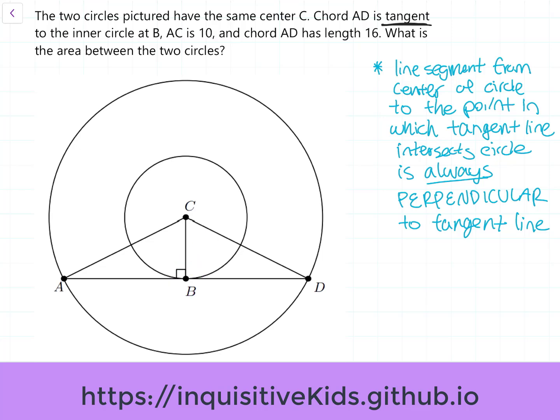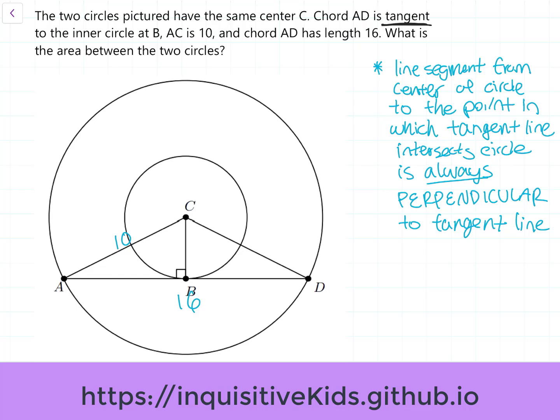And let's continue reading the problem. AC is 10. And chord AD has a length of 16. So we know that this entire thing is 16. What is the area between these two circles? This is a lot to take in right now.